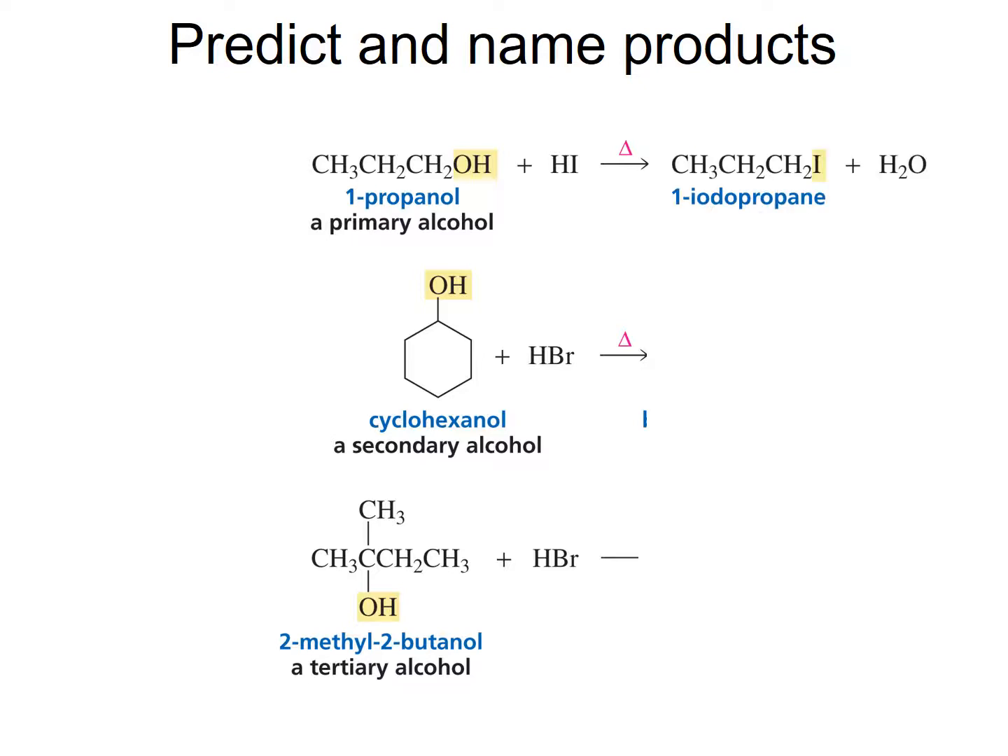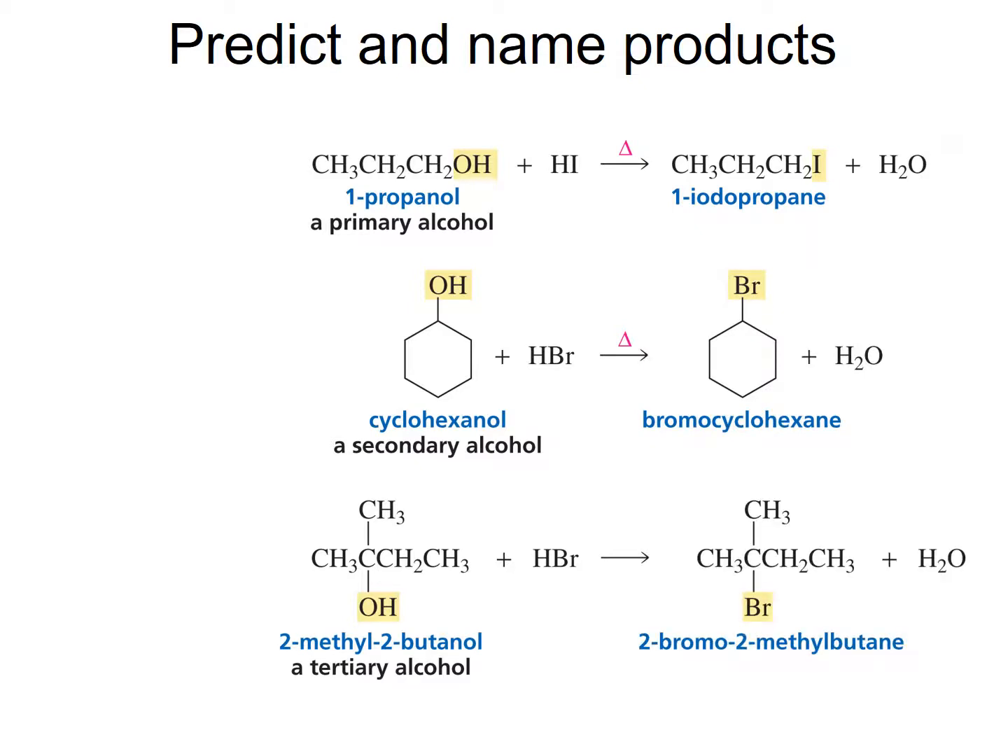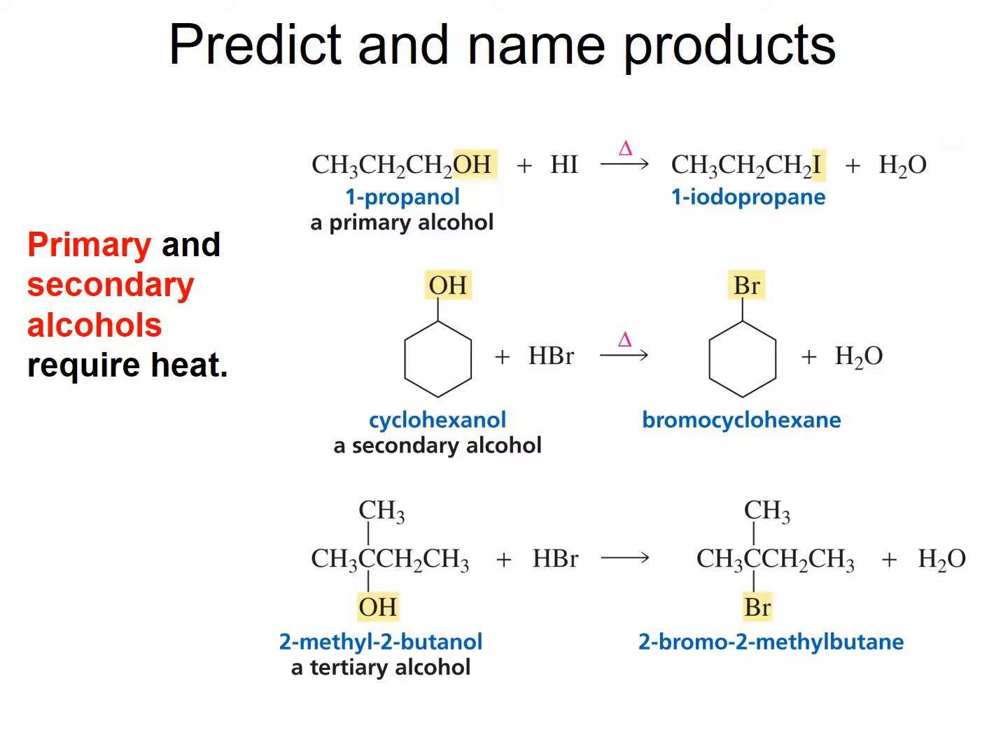For products, it's going to be very straightforward substitution reactions where our OH would be replaced by our nucleophile of iodine, replaced by our nucleophile of bromine, and again replaced by our nucleophile of bromine. So keep in mind, primary and secondary alcohols need heat, tertiary alcohols do not.